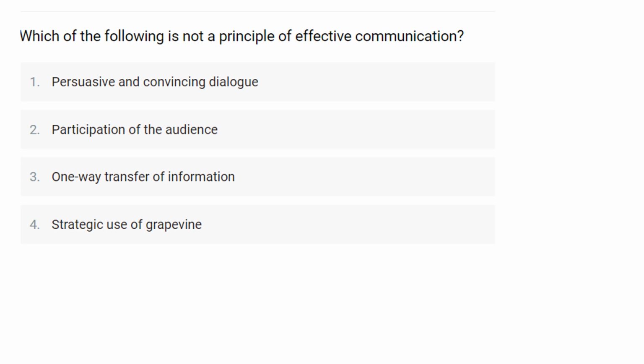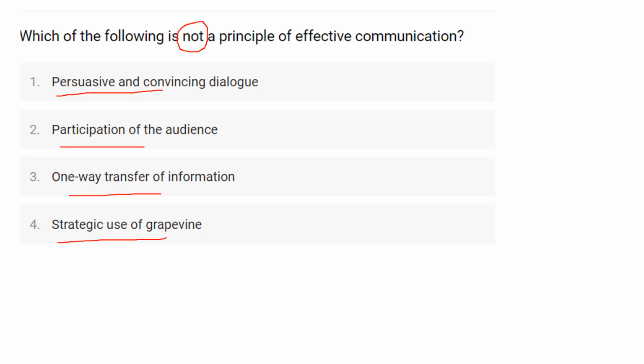Which of the following is not the principle of effective communication? So here in this question they are asking you which is not the principle of effective communication. Please read the question carefully, understand the question and then answer the question. Okay. So the first option here is persuasive and convincing dialogue. Second one is participation of the audience. Third one is one-way transfer of information and the last one is strategic use of grapevine.